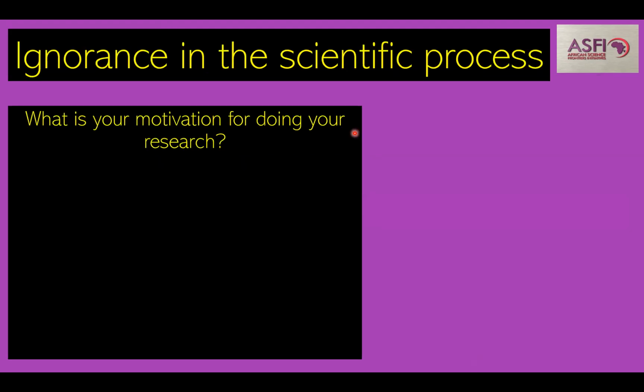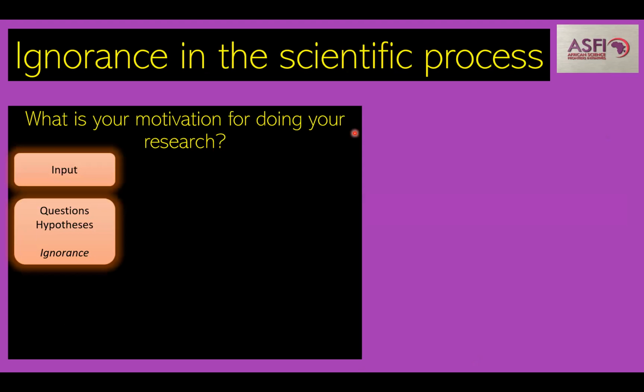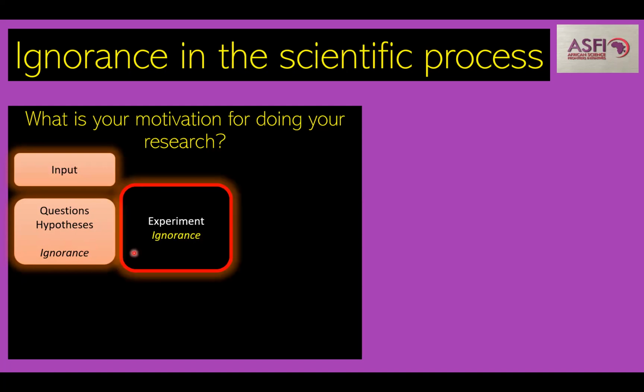All right. Ignorance in the scientific process. What is your motivation for doing your research? Take the scientific process in this way. We have input, and that input is the question we ask, the hypothesis we raise. I tell you, even at this level, there are things we are ignorant of. Because when you formulate your hypothesis, you say that, well, the hypothesis may be true or may be false, but you state it to prove it. If you know it all, you shouldn't even propose it in the first place. So ignorance exists at this scientific level. Then we do the experiment.